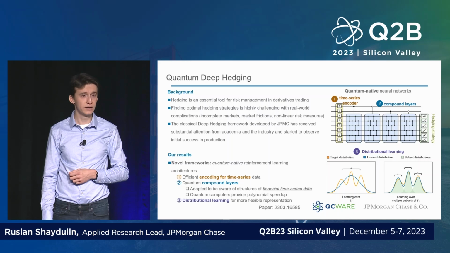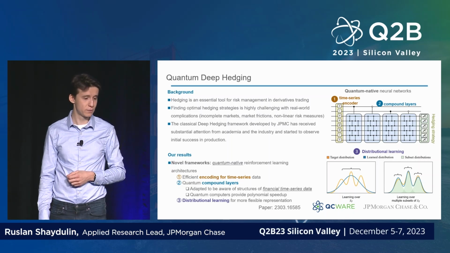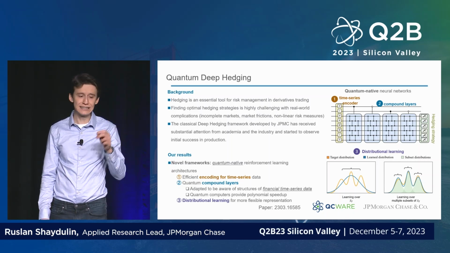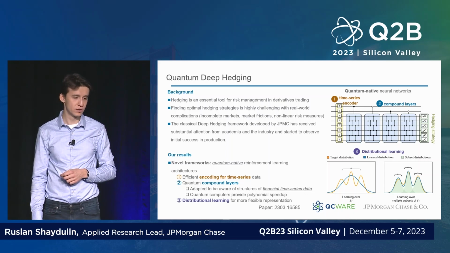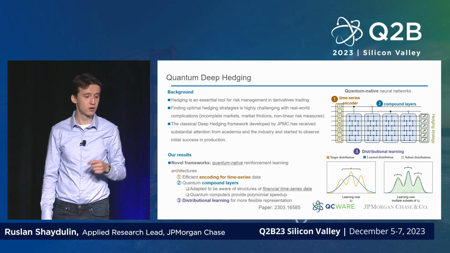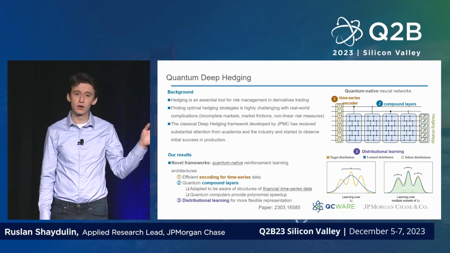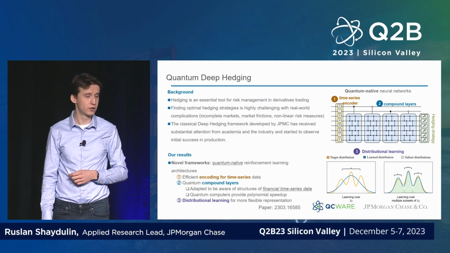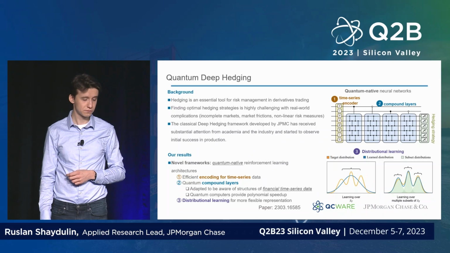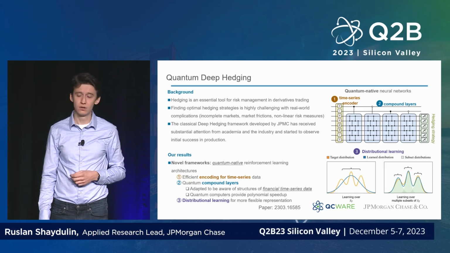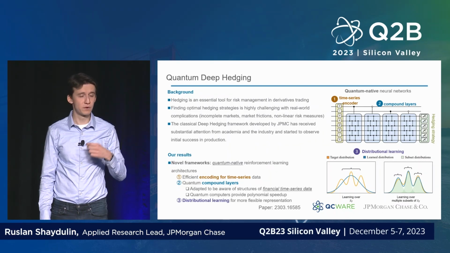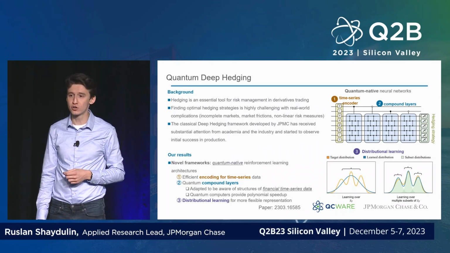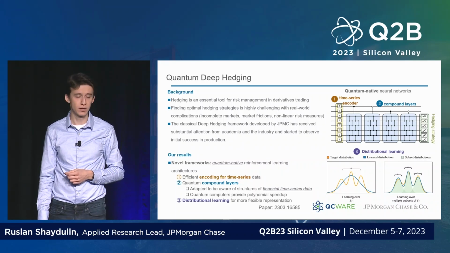In this work, in collaboration with the gracious host of this conference, the QAOA, we have developed a quantum-native reinforcement learning framework for this problem, which combines efficient encoding for time series data with quantum compound layers, which are polynomially faster to run on quantum computers than they are to run on classical computers in this setting. Moreover, the quantum processor affords natural distribution learning, which performs better than the non-distributional approaches, both classically and quantumly.